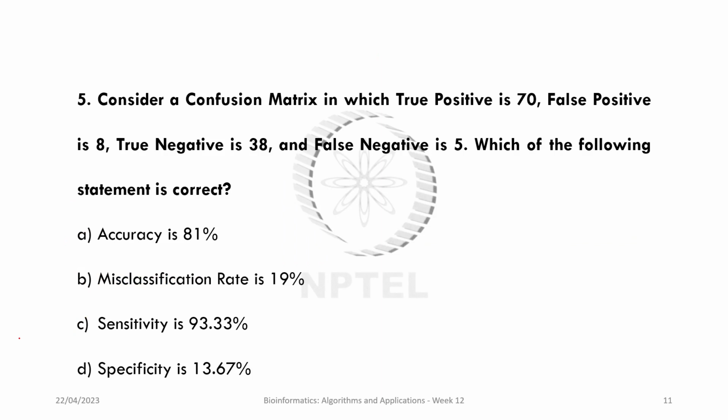Question 5. Consider a confusion matrix in which, Purnima, this is for previous question, I believe, right? Or this one.